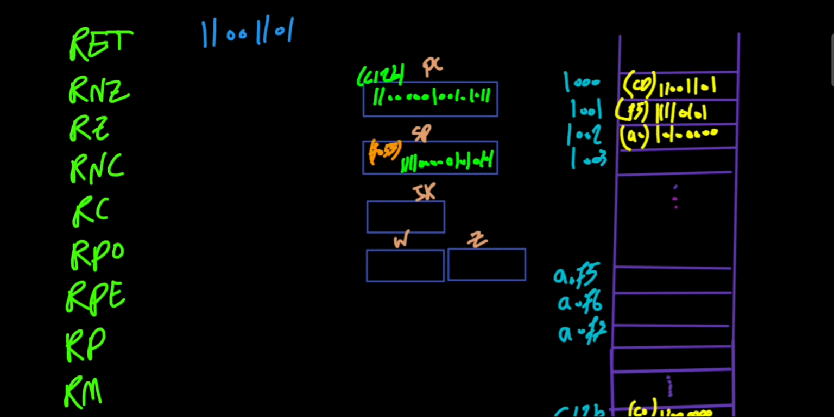Next instruction is called return. We have one unconditional return and these many conditional returns. For you to better understand what this is, I want to give the same example that we've been talking about.